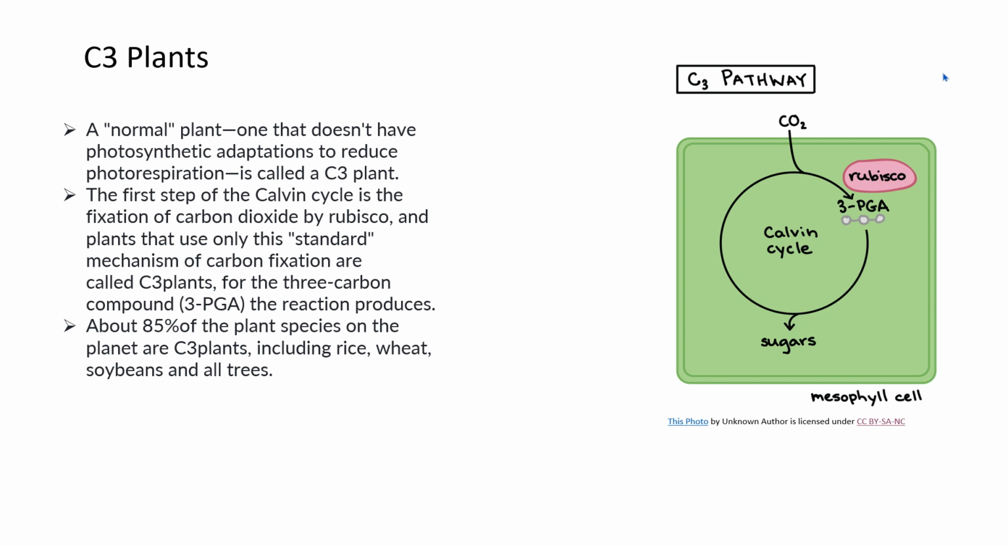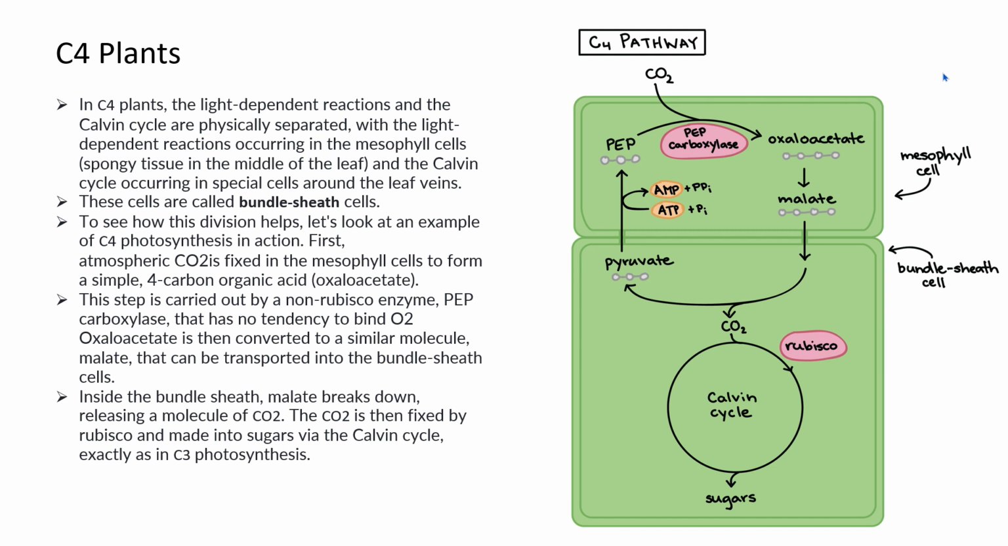So when the CO2 enters through the stomata, it meets with rubisco and forms the 3PGA. Then it gets involved in the Calvin cycle. From the Calvin cycle, they produce carbohydrates, basically sugar. Okay. The next category is C4 plants. C4 for the 4 carbon plants.